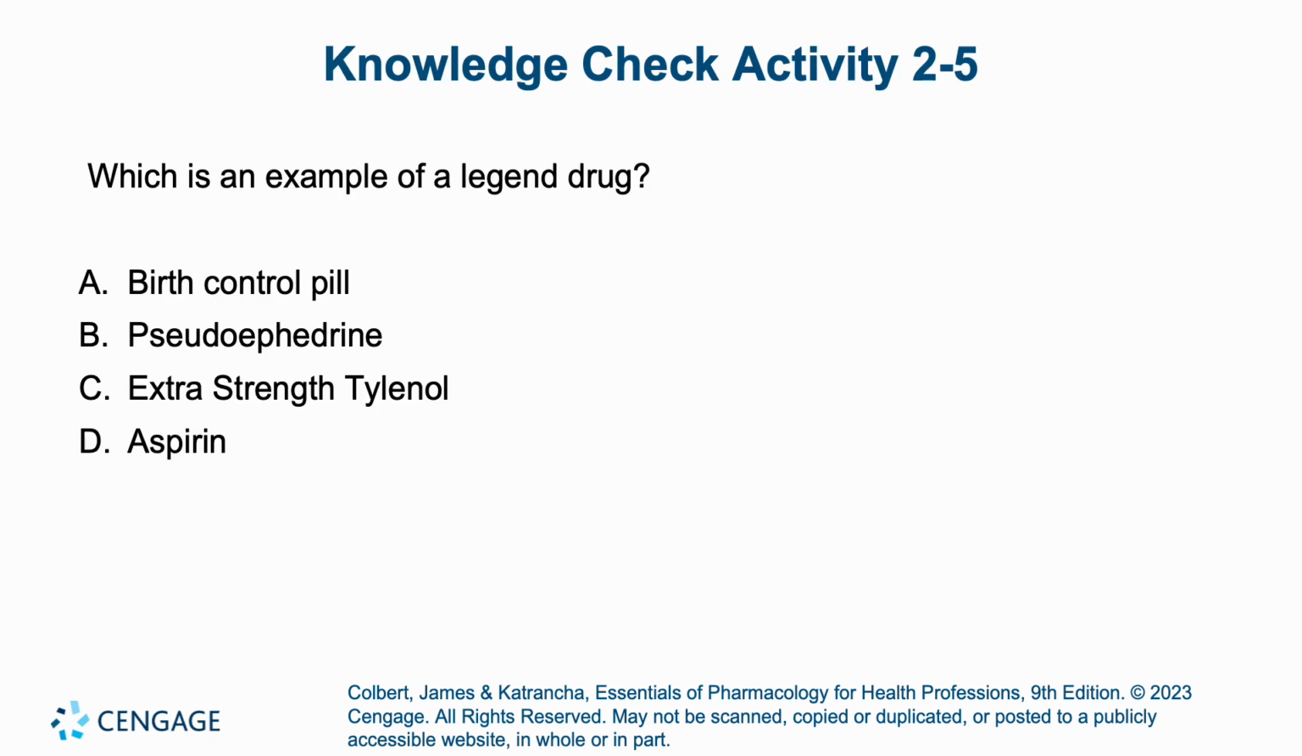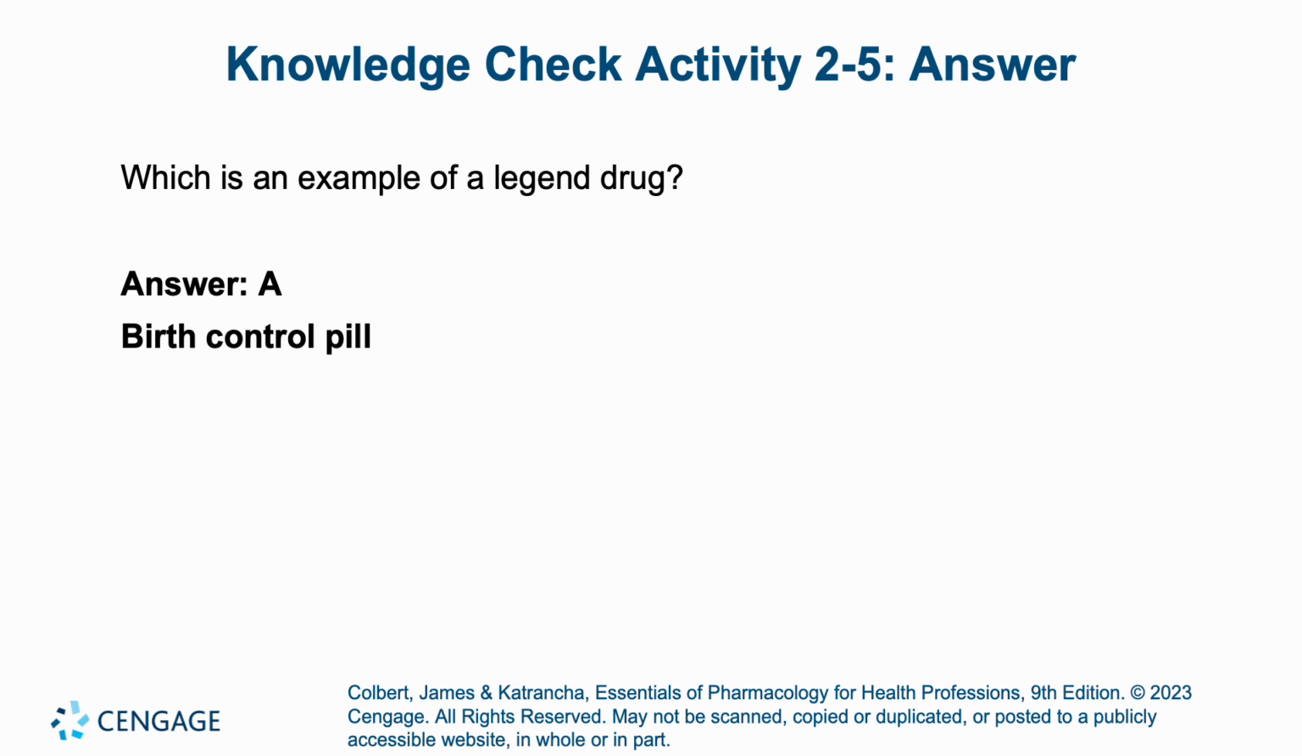Knowledge check activity. Which is an example of a legend drug? A, birth control pill, B, pseudoephedrine, C, extra strength Tylenol, or D, aspirin. And the answer is A, birth control pill.